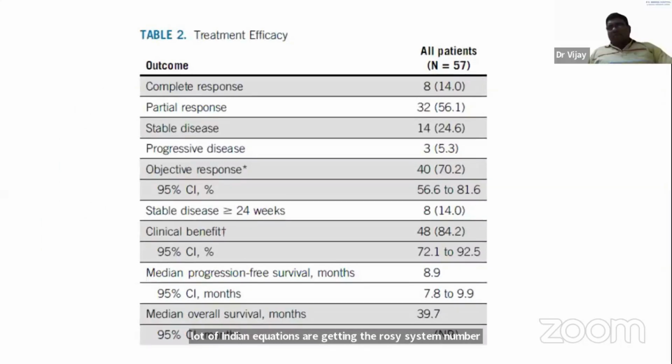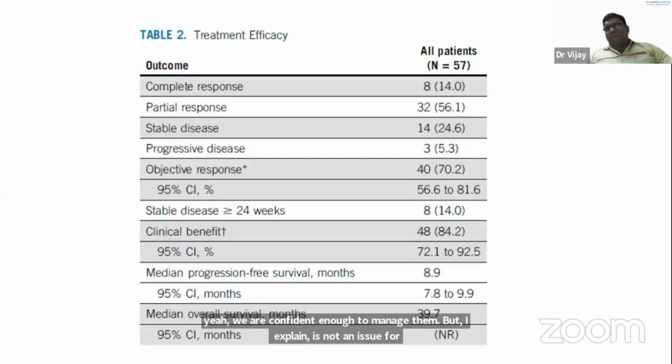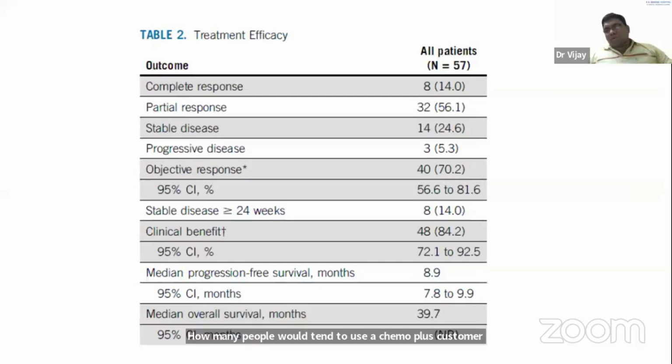Okay. So fair enough. What I wanted to say is that we have multiple options. Normally people would tend to use chemo plus trastuzumab first, and when the patient progresses, then to use pertuzumab or TDM1 or go ahead.